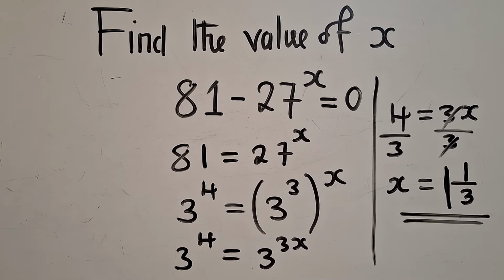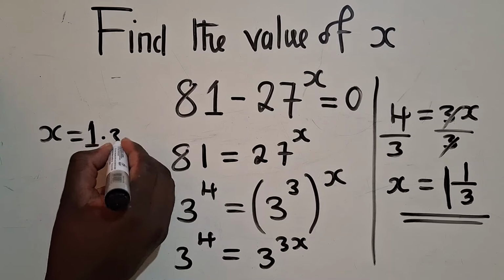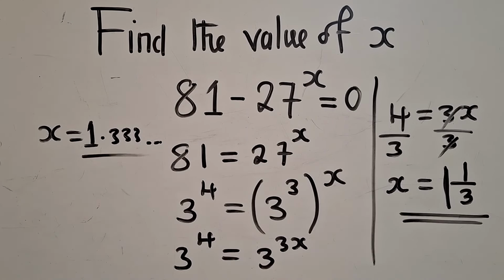So if you want, you can check this side. If you say 4 divided by 3, it will give us the value of x to be equal to 1.3333 and so on and so forth. Just like that. It's okay.